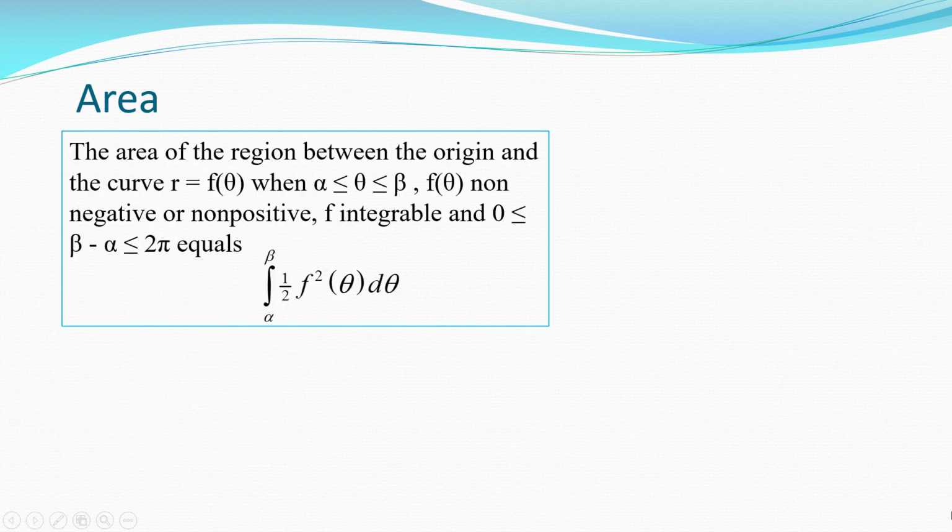So the area of the region between the origin and the curve r equals f of theta, when the angle is between alpha and beta, provided the function is non-negative or non-positive, that f is integrable so the definite integral exists, and that the overall angle range is positive but less than 2 pi, would just equal the definite integral from alpha to beta of 1/2 the function squared d theta.